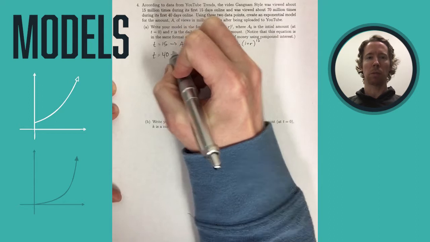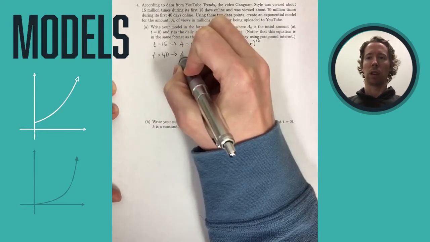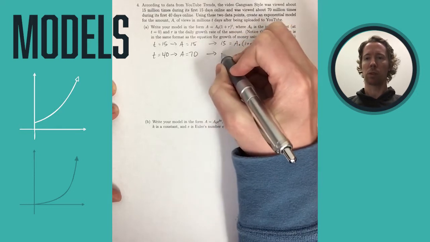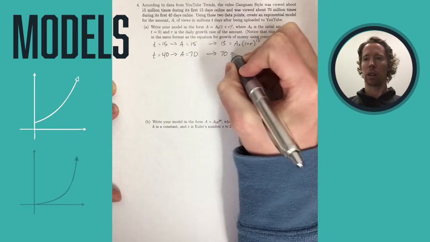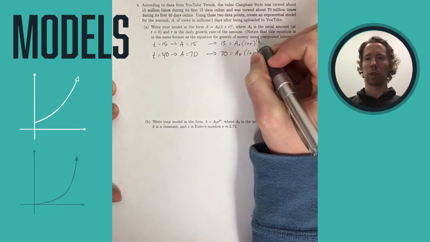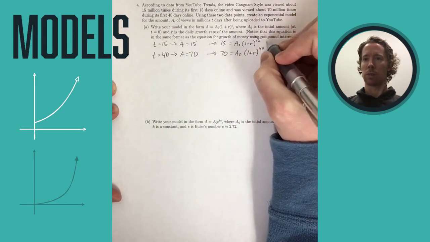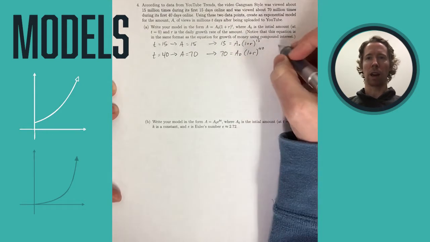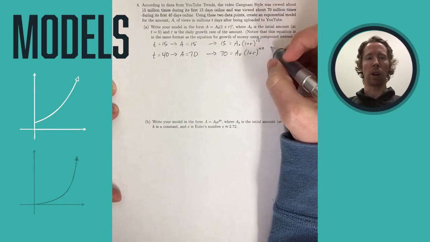So we use T as the number of days after it was uploaded, and A should be the amount of views in millions. So we've got two data points. We just fill in our equation with those numbers. And then we have two equations that both involve A naught, the initial amount, and the rate r. We don't know either one of those.